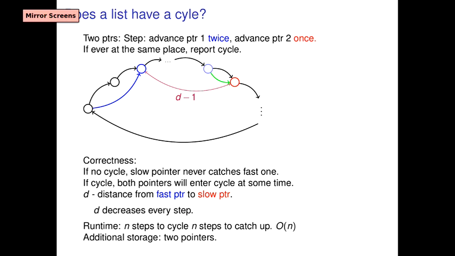I'm assuming that the way the list is represented is you have a cell and you can chase the next pointer. That's all you can do. Okay? So if you have a list, you have the car and the cdr.